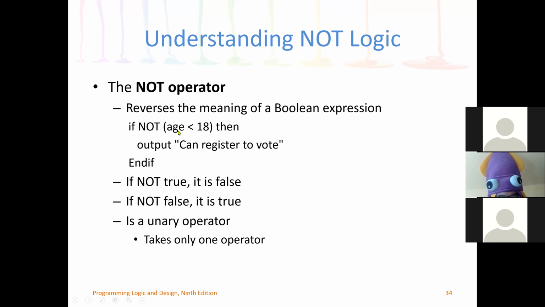Or I can have if age is less than 18 and, let's say, score is greater than 80. If the two conditions combined with AND are true, then NOT AND will be again false.